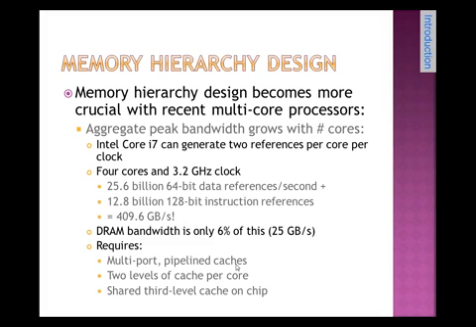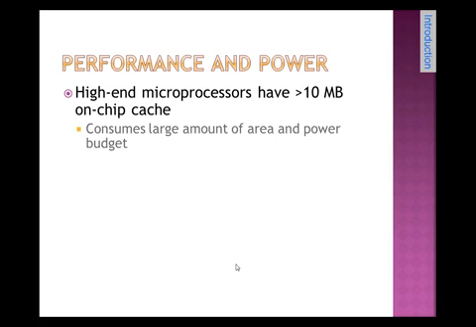Then the next point says shared 3 level cache on the chip. That is, on the server it requires 3 levels of cache. That is, if there is only one processor, then it requires L1, L2, L3, and if there are a large number of processors, then it requires another number of caches, that is multiplied by 3.